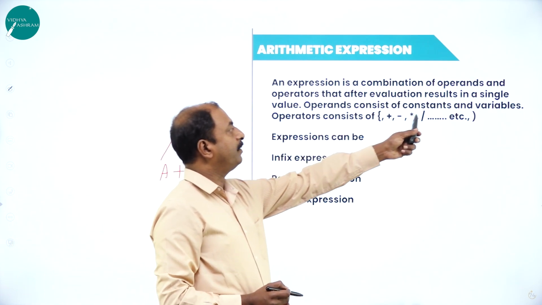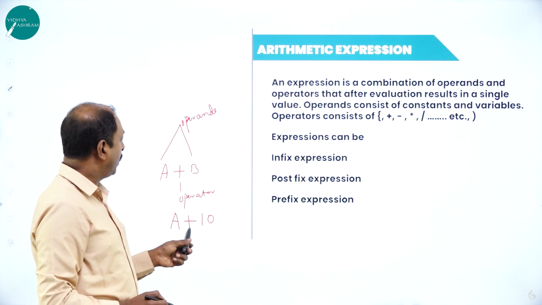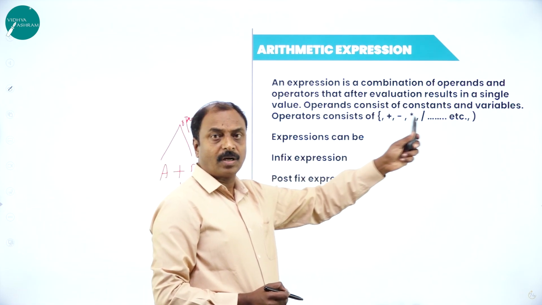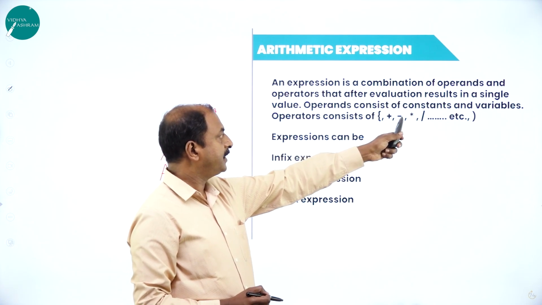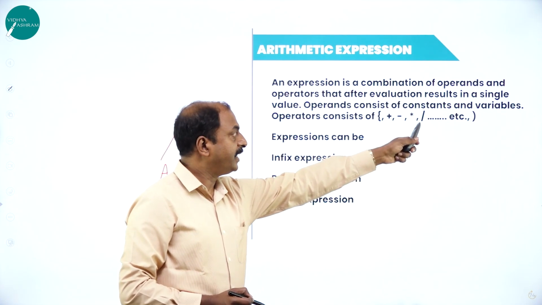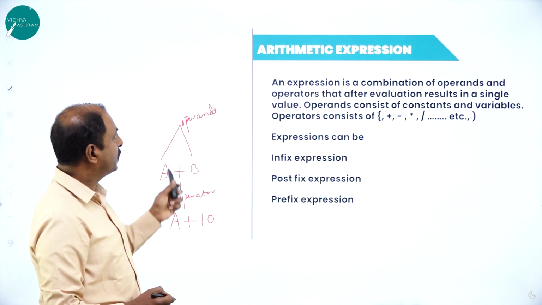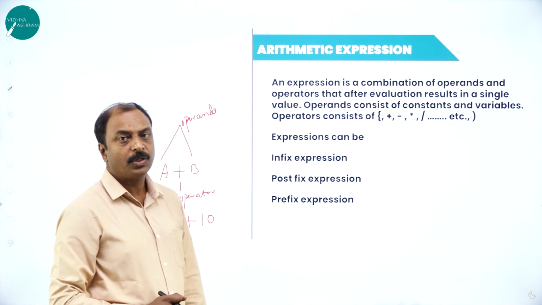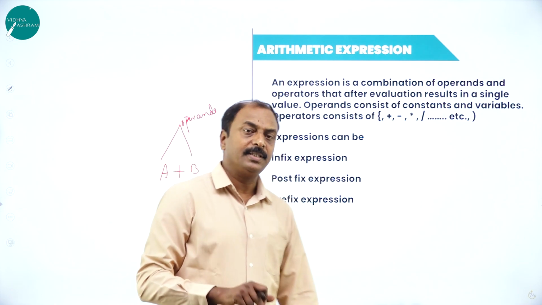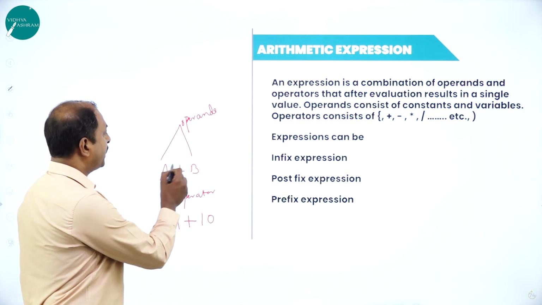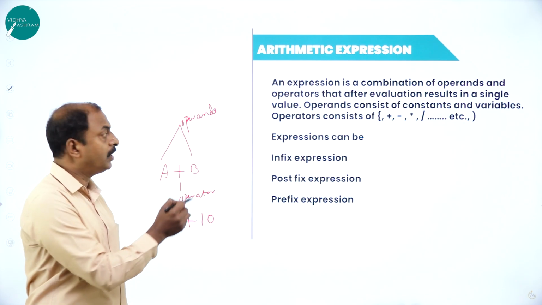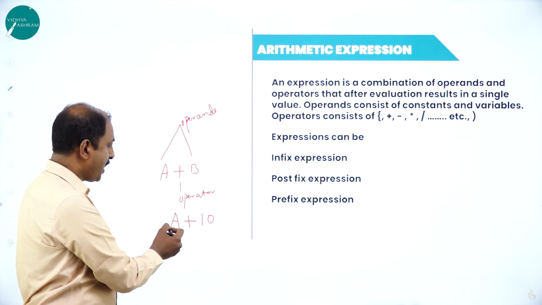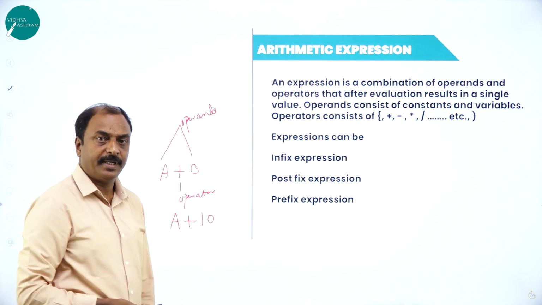So operands can be constants or variables, and operators can be any of the operations, plus, minus, star and slash, that is for division. So this is the definition of arithmetic expression. It is a combination of operators and operands, and on either side of operators are called operands. In this example, A, B, A and 10 are called operands.